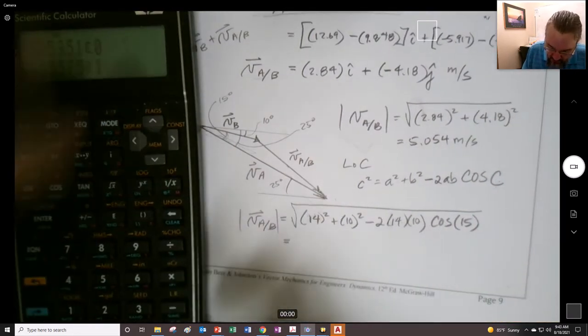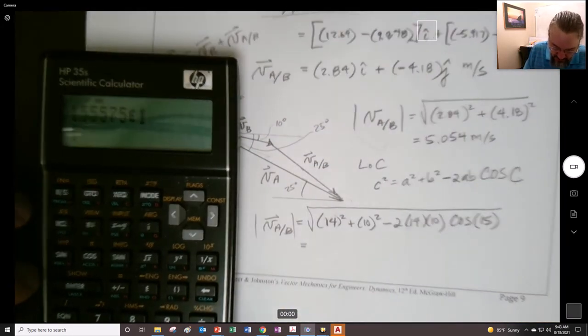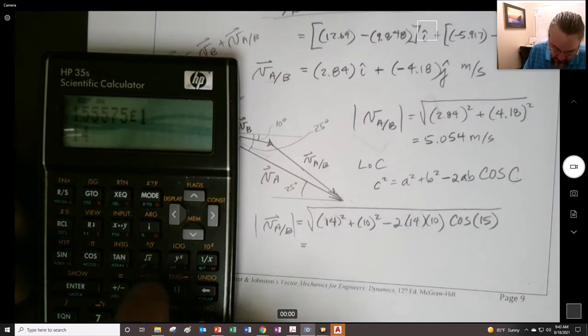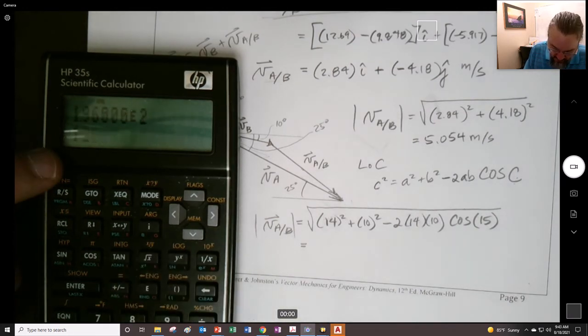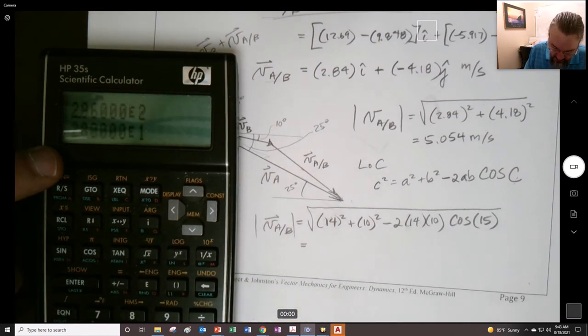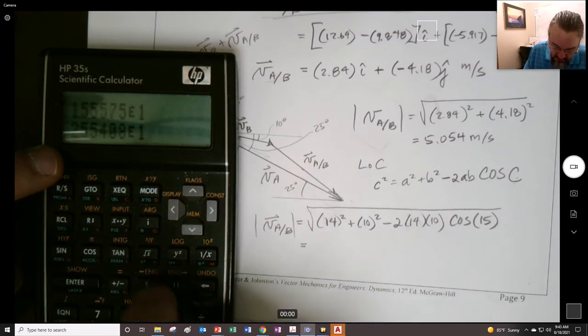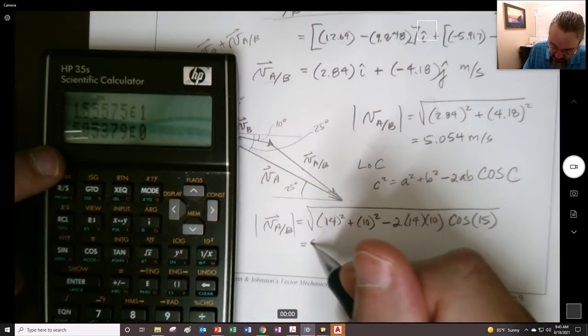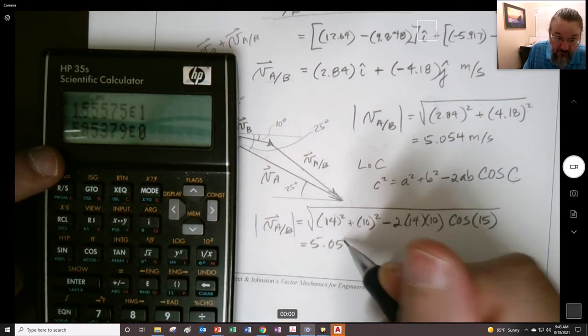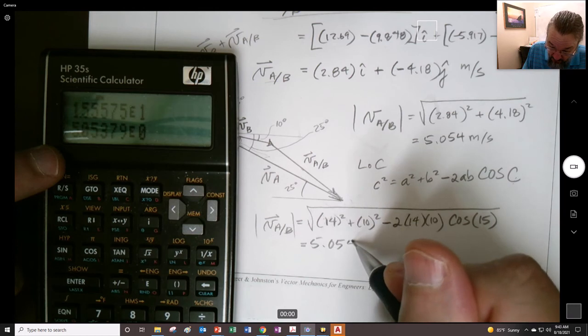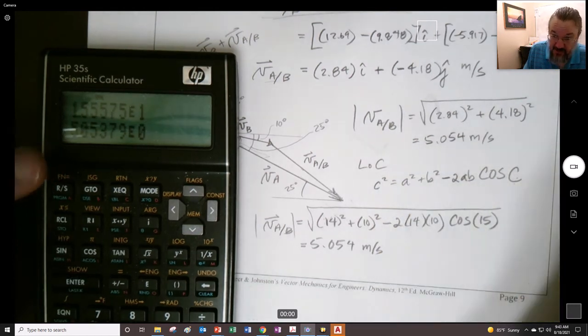What I will often do is use some other method to try to check myself. All right, so there's 10. We add it, and then we go 2 times 14 times 10 times cosine 15, and then we subtract. We take the square root, and sure enough, we get 5.054 meters per second. So we get the same thing.